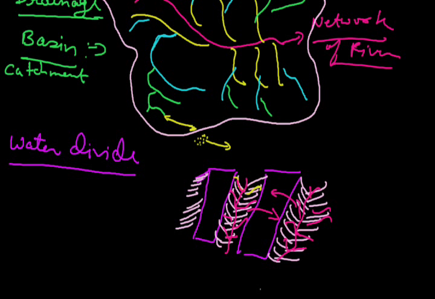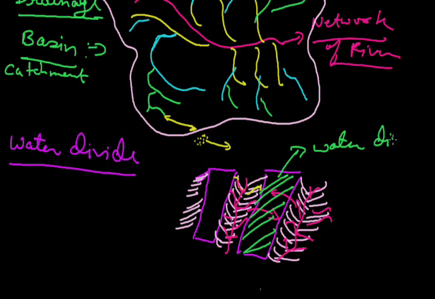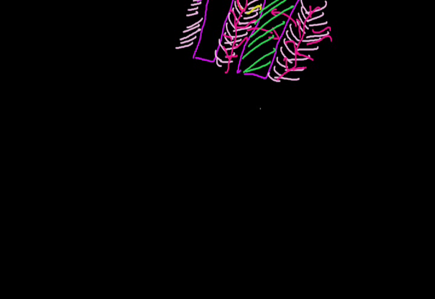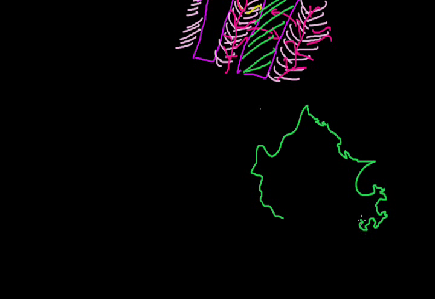Means this particular part divides two drainage systems, and this is known as water divide. An upland area which divides two drainage systems is known as water divide. Somewhere we will understand this with the help of a map. Here is the Aravali, which we can say is a water dividing line.